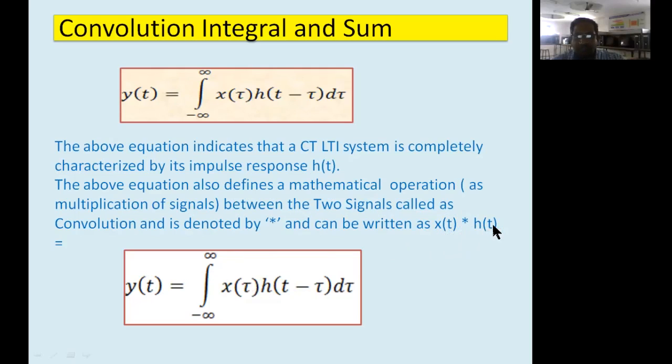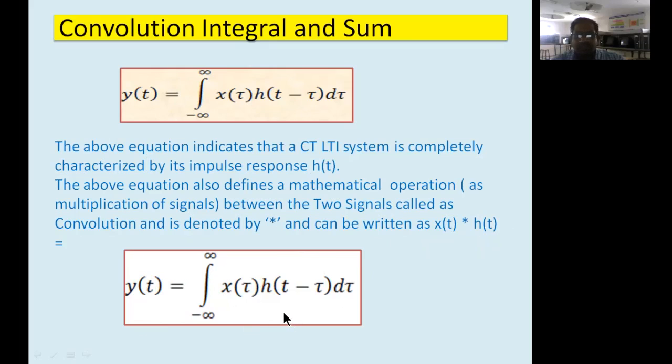x of t convolved with h of t is equal to y of t for us, because h of t is equal to what? y of t by x of t. Therefore h of t is equal to y of t by x of t. So x of t into h of t is equal to y of t. This is the general relationship we have. I can write this as a convolution integral.